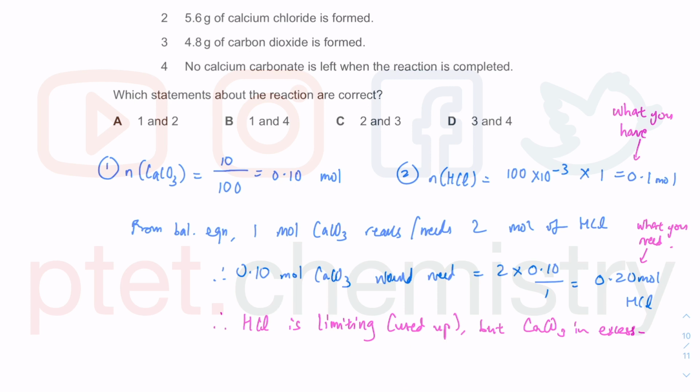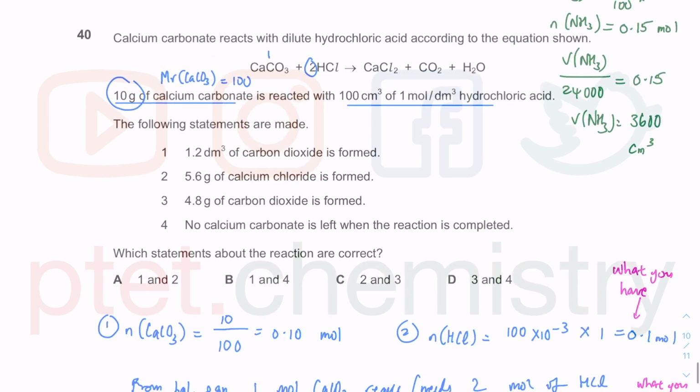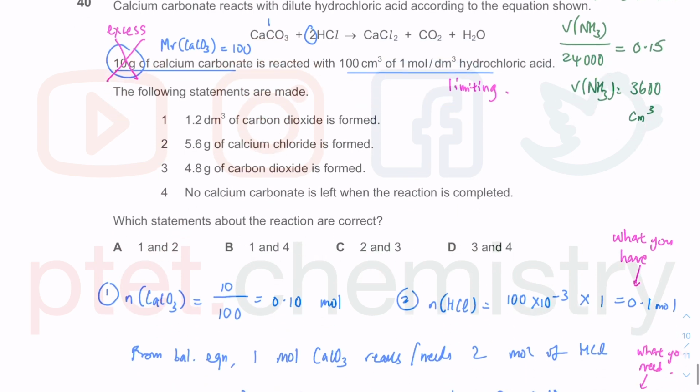Okay, so HCl is limiting. That is very, very important. HCl is limiting, which means in all our calculations, we don't care about the excess reactant after we work it out ourselves. What else? If calcium carbonate is in excess, that means they say no calcium carbonate is left. This is entirely wrong. 4 is wrong.